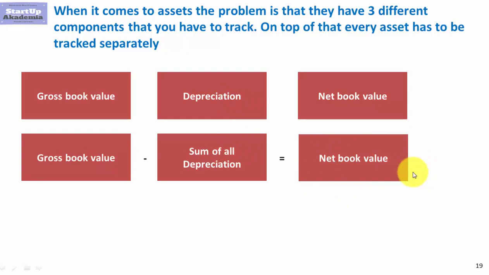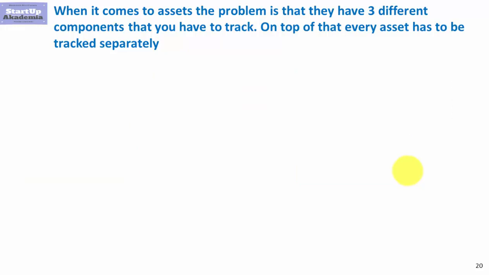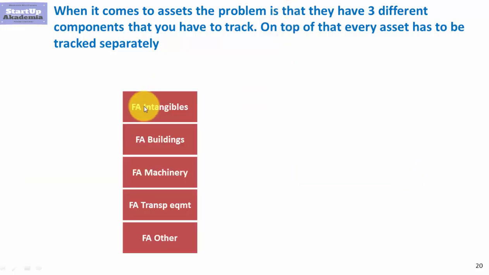What matters is also that we actually have to track each and every asset separately. What happens is that for modeling purposes, we don't do it. We do tracking, but on a group level. So we have those groups of fixed assets. In our case, it will be intangibles, buildings, machinery, transportation equipment, and other. Each one of them will have a separate sheet where you model the gross book value, depreciation for a specific period, and then calculate on this basis the net book value.